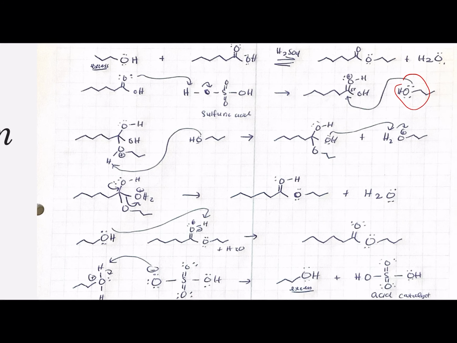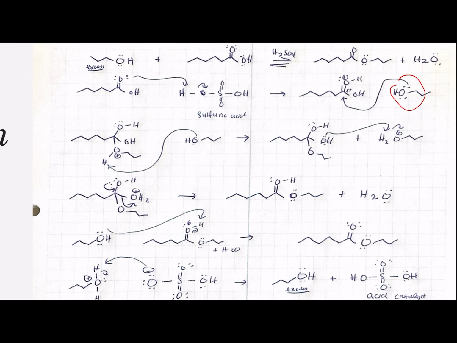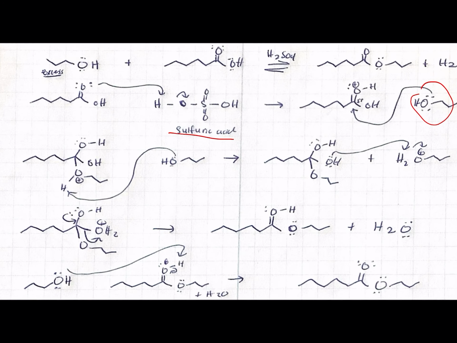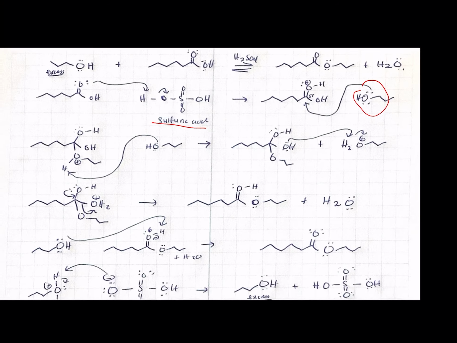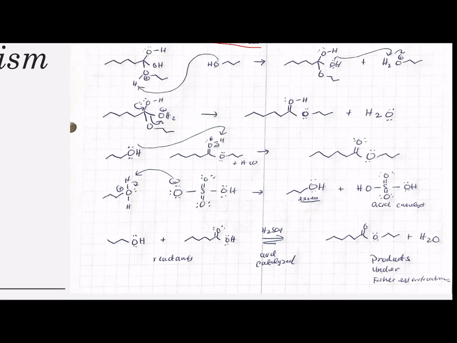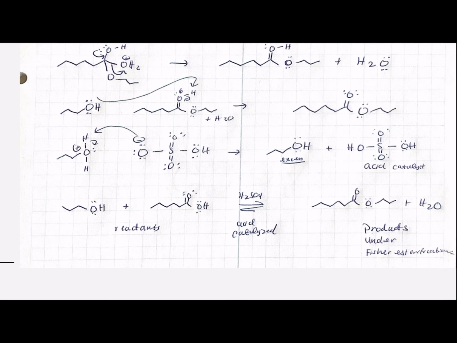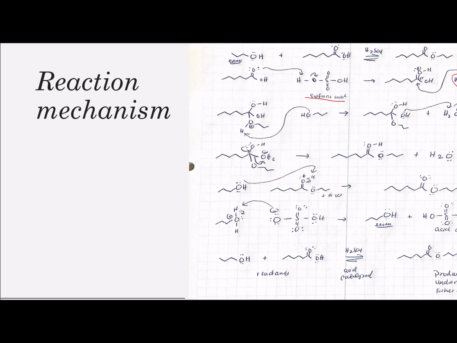So we're seeing how the first step is actually the protonation of this carbonyl group oxygen by the sulfuric acid, and of course we end up getting our sulfuric acid back because it is a catalyst. So in the end, we get our reactants being our propanol, our alcohol, our acid, as well as the acid catalyst, and our ester and water being formed under Fischer esterification. So that's really the reaction mechanism side of it.